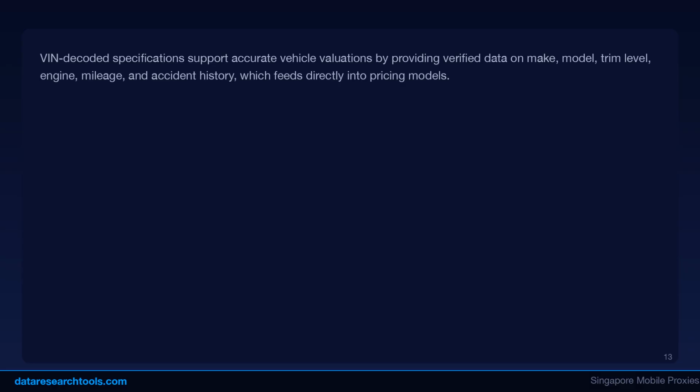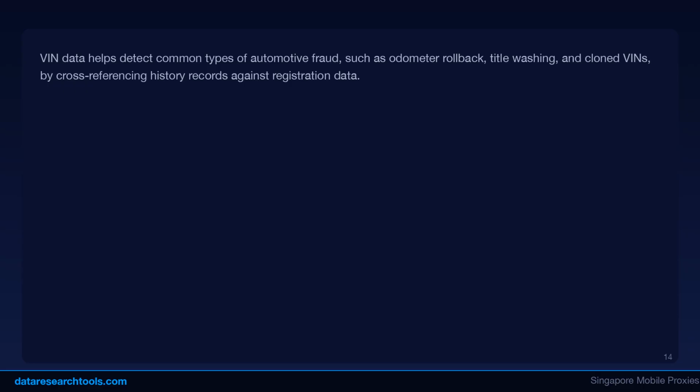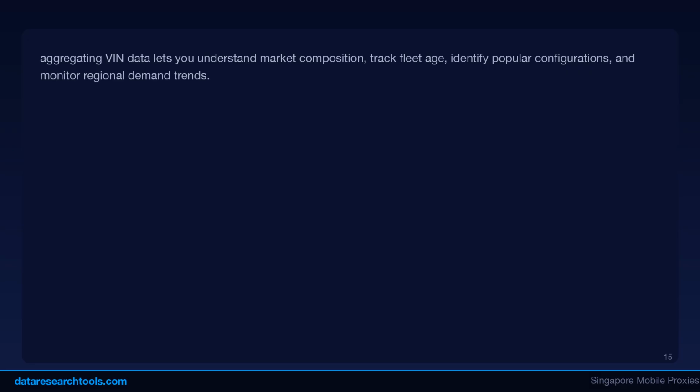VIN data helps detect common types of automotive fraud, such as odometer rollback, title washing, and cloned VINs by cross-referencing history records against registration data. Aggregating VIN data lets you understand market composition, track fleet age, identify popular configurations, and monitor regional demand trends.